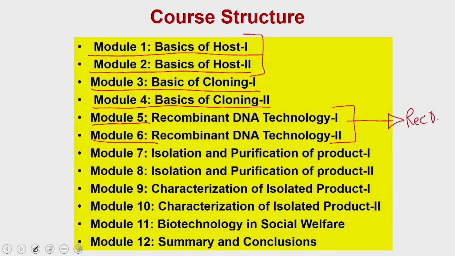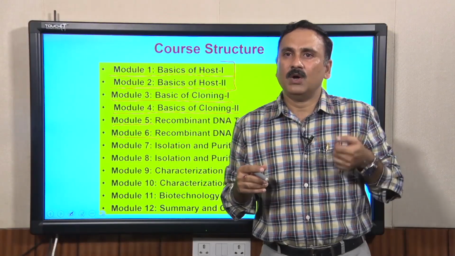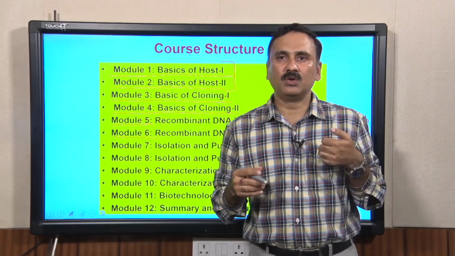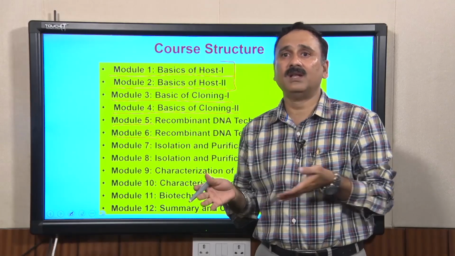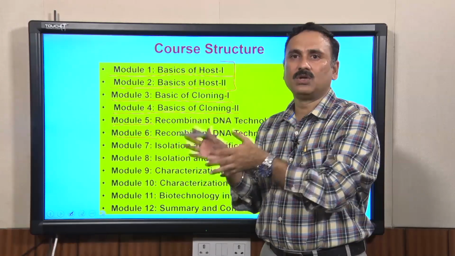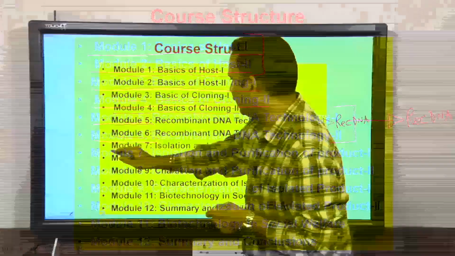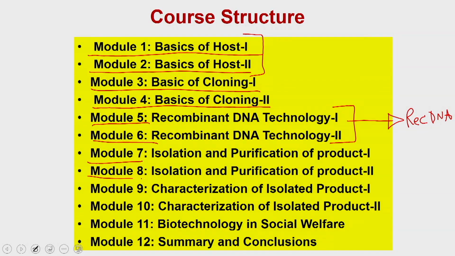Once you have generated the recombinant DNA, the next step is that you are going to overexpress it. So, in modules 5 and 6, we have also discussed different types of overexpression strategies that you are going to use in different types of host strains, whether it is a bacterial strain or yeast or bacteriophage or insect cell lines or mammalian cells. Then in modules 7 and 8, we have mainly focused on the isolation and purification of the product that you are going to overexpress in these host cells.